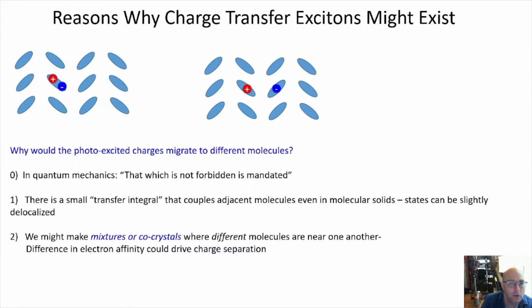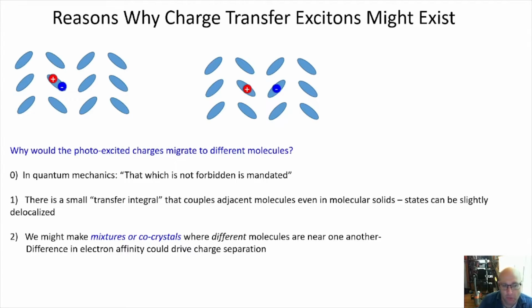So why would a charge transfer exciton exist? In other words, what's the driving force for the electron and hole to separate by just a little bit? So there's a couple of different things you can say about this. The zeroth order thing you can say, which is almost a joke, is that in quantum mechanics, that which is not forbidden is mandated. And so in other words, if this process is possible, we have to at least consider that it might happen and maybe think about computing the extent to which it happens. So it's sort of a joke, but it's actually not a joke.